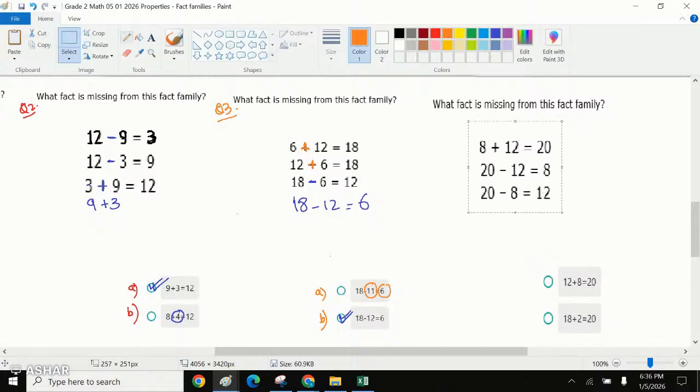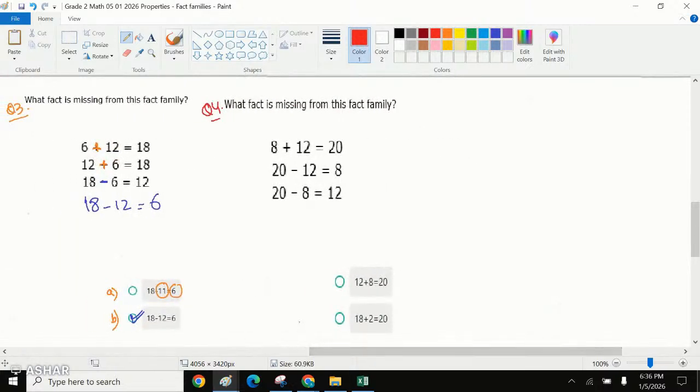3 statements are given to us in question number 4. Let's see which 3 statements. And we have the option A and we have the option B. 1 positive and 2 negative statements are given. So the question says we already have two negative subtraction statements. So what we are missing is one addition statement.